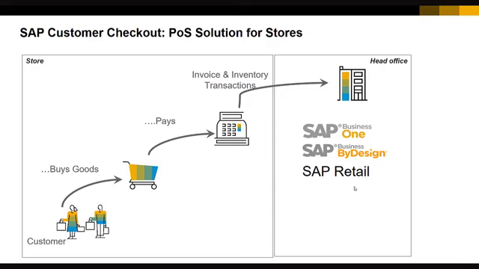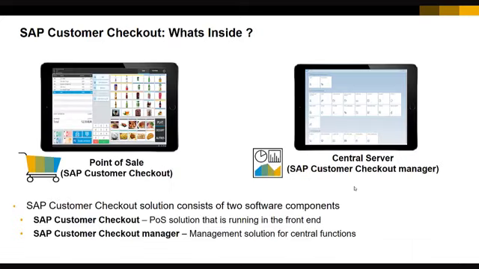Now, what's inside SAP Customer Checkout? SAP Customer Checkout has two software components. The first software component is called SAP Customer Checkout. It is the point of sale solution which is installed in the point of sale terminal where your business transactions take place. It is also the software component where all the hardware devices like printers, cash drawers, line display, customer display, barcode scanner and credit card terminal are integrated too.